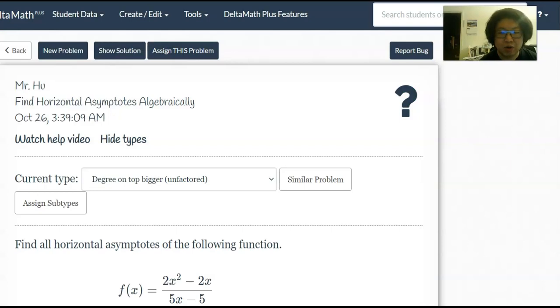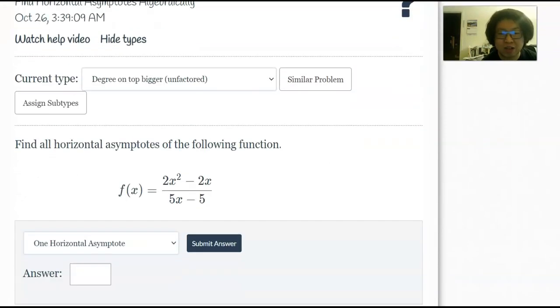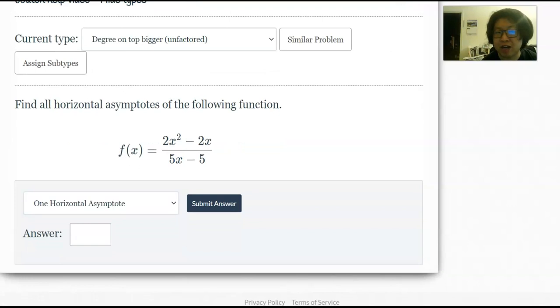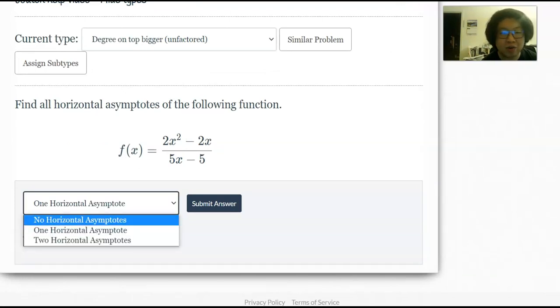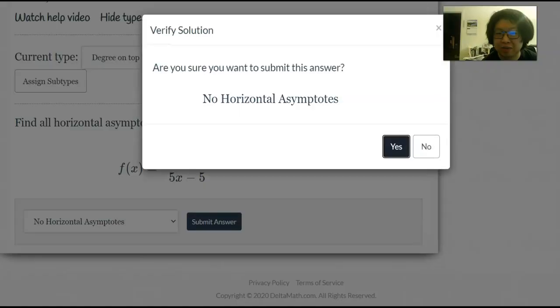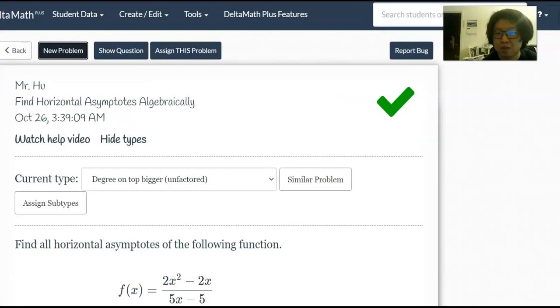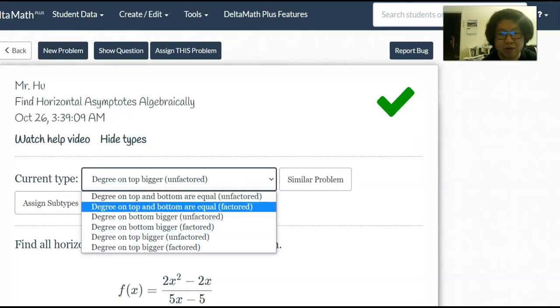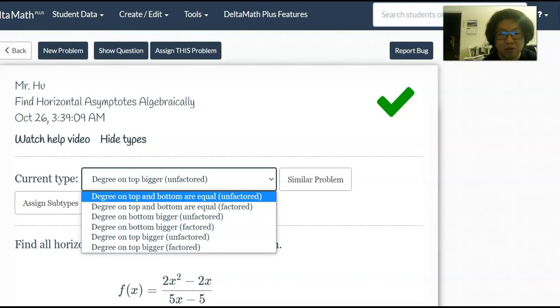Okay. So with this problem, I've got a 2x squared minus 2x, 5x minus 5. If I take a look at this top, obviously it's degree 2. On the bottom it's degree 1, right? And remember what we said from before, if you've got a degree that's higher on the top, lower on the bottom, you just say there's no horizontal asymptote, and that's the answer there. Bada bing, bada boom. Alrighty.